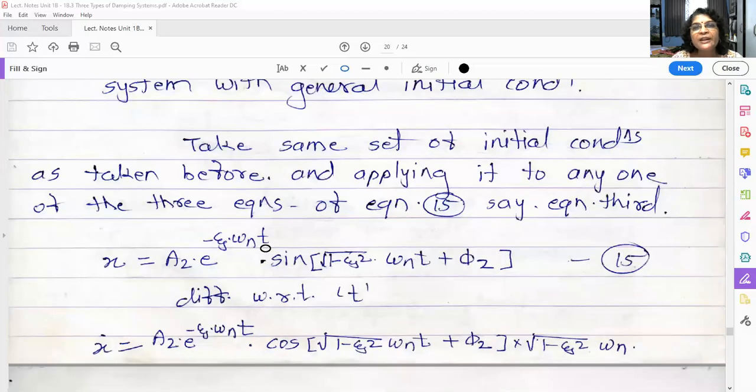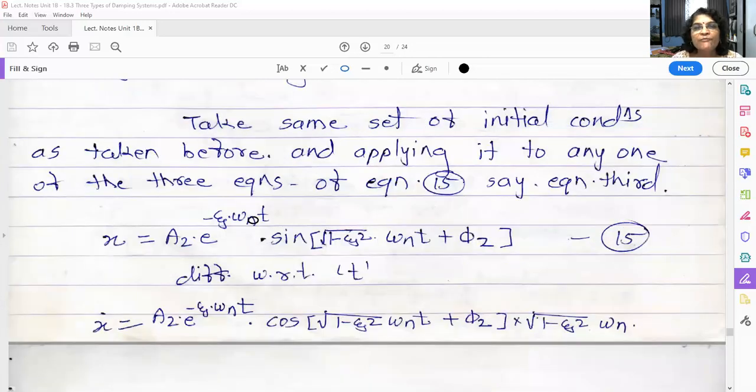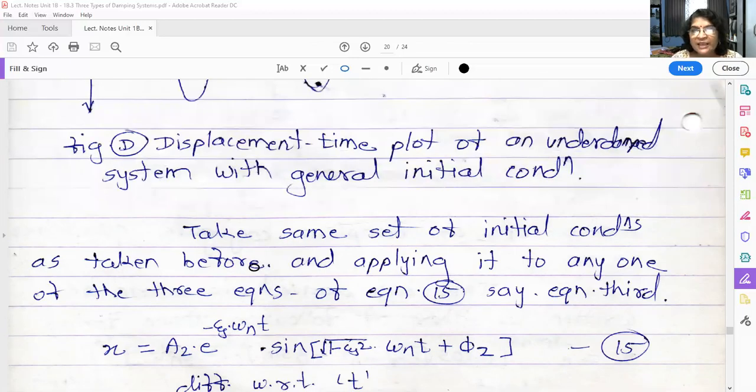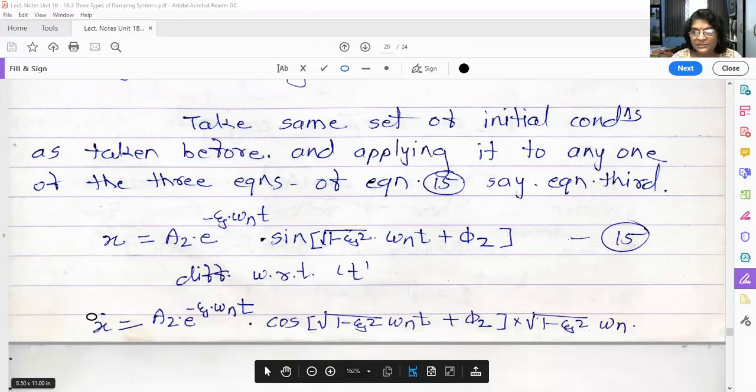We have to find out the values of A2 and phi 2. So what is the procedure? We have to assume certain initial conditions. Again the same conditions we are going to assume, that at t is equal to 0, x is equal to X0, and at t is equal to 0, x dot is equal to 0.